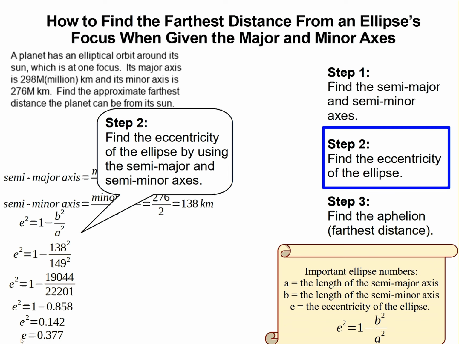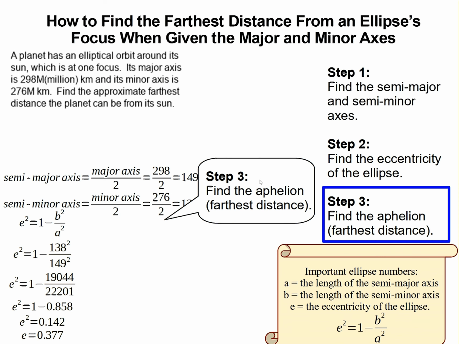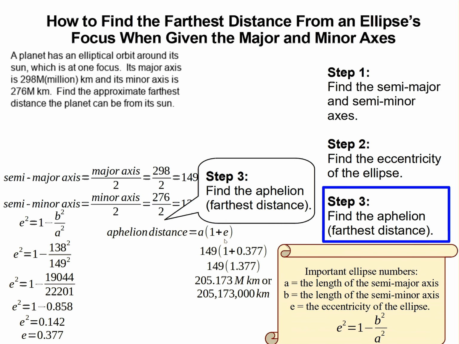Alright, so now that we have our E value, we can find the aphelion, or farthest distance. The equation for that is right here. It's A times the quantity 1 plus E. And remember, A was our semi-major axis, and E was our value for eccentricity, which we just solved in step 2. I went ahead and substituted here, so we have 149, and we got 0.377. Remember, we got it from here.